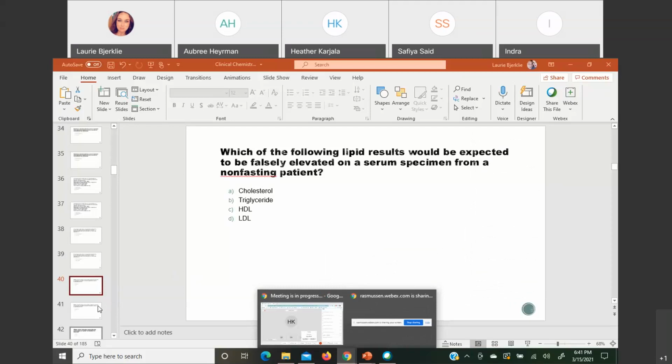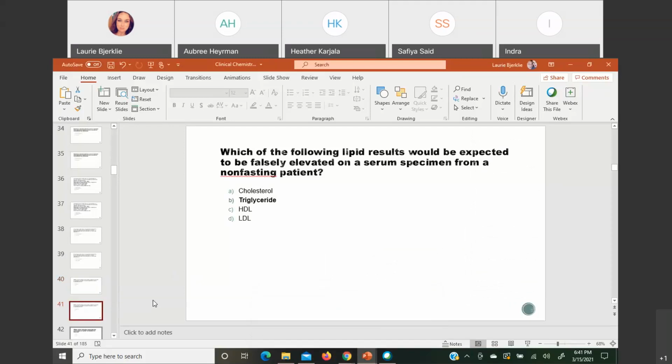Okay. And it would be triglycerides. So that's our main thing. The reason we always tell people to fast for lipid is not mostly, usually it's not due to cholesterol. We want them to fast because the triglyceride level will be elevated.